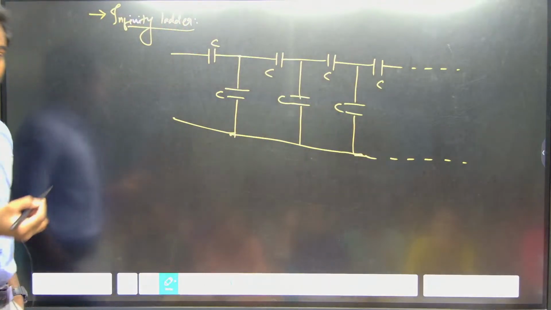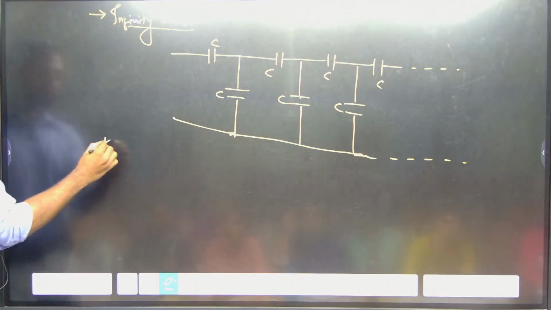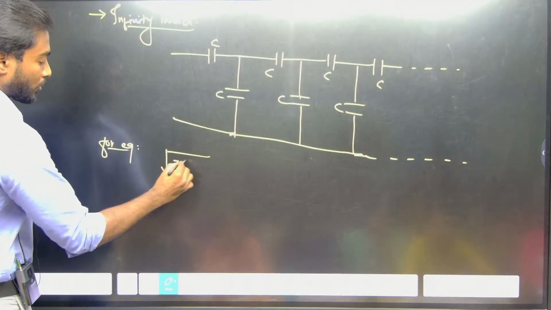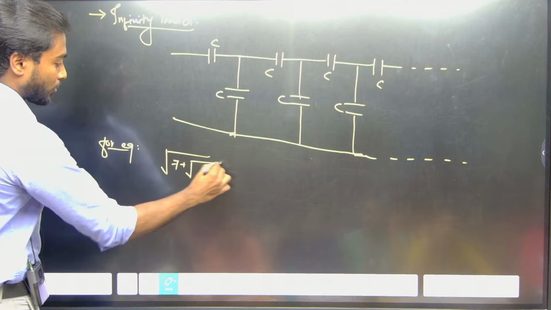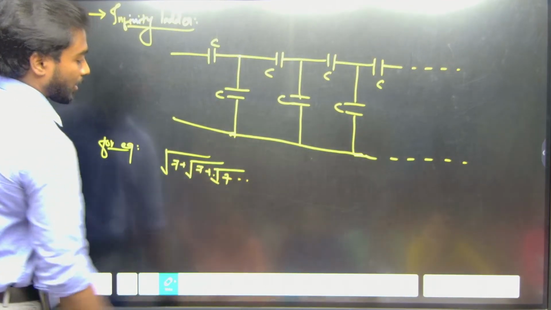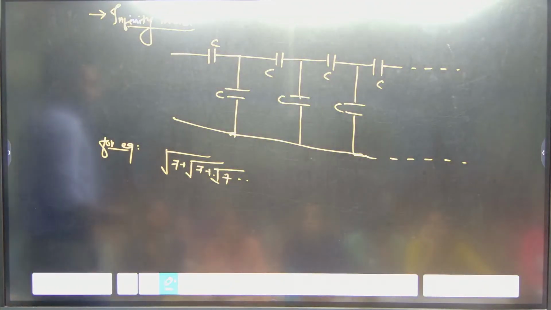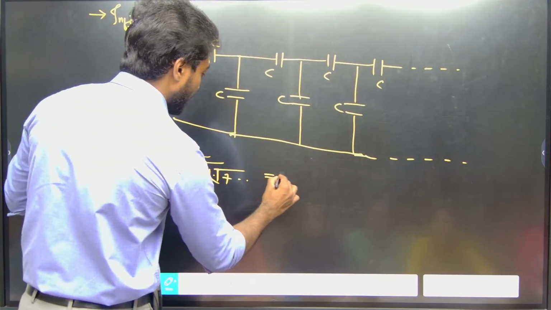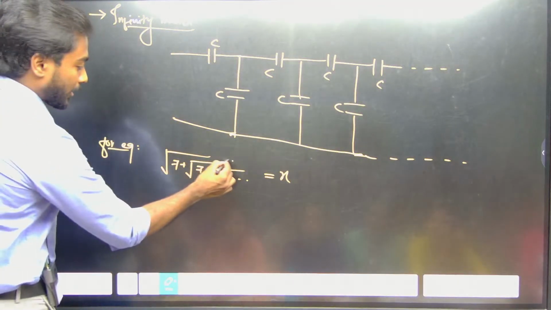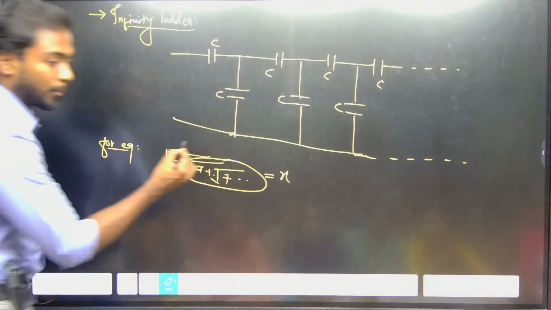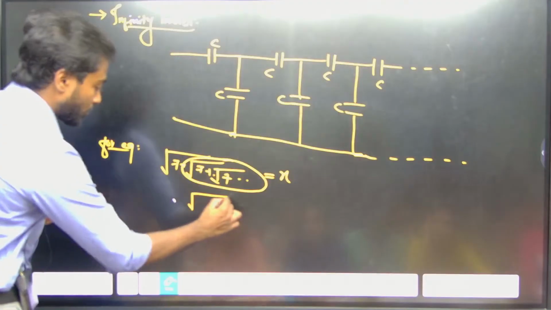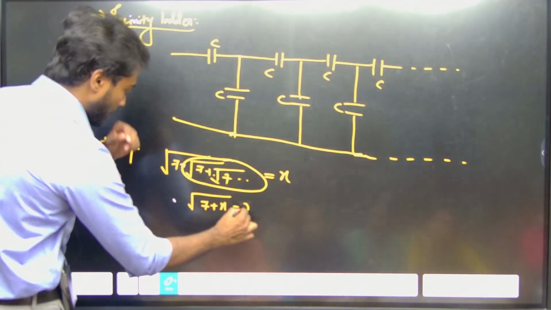So we were using this concept, for example, root 7 plus root 7 plus root 7, and it's going on. Okay. So we have considered this as equals to x. If this is equals to x, so the other terms which are continuing up to infinity, I can consider that as x. So which is nothing but root 7 plus x will be equals to x.